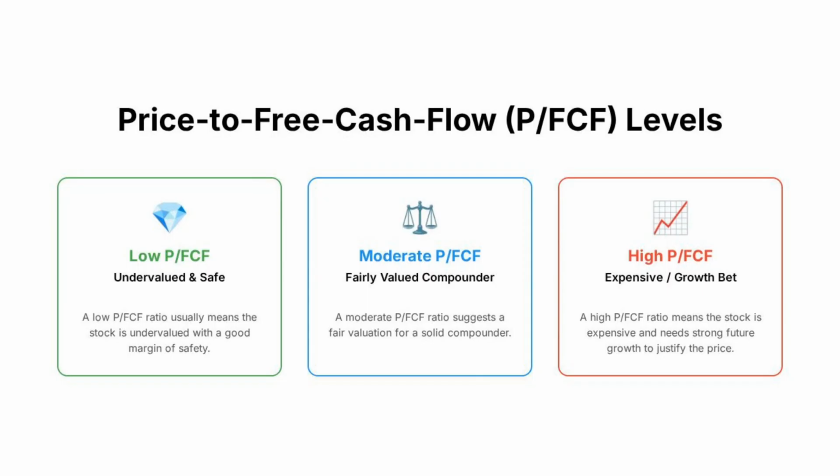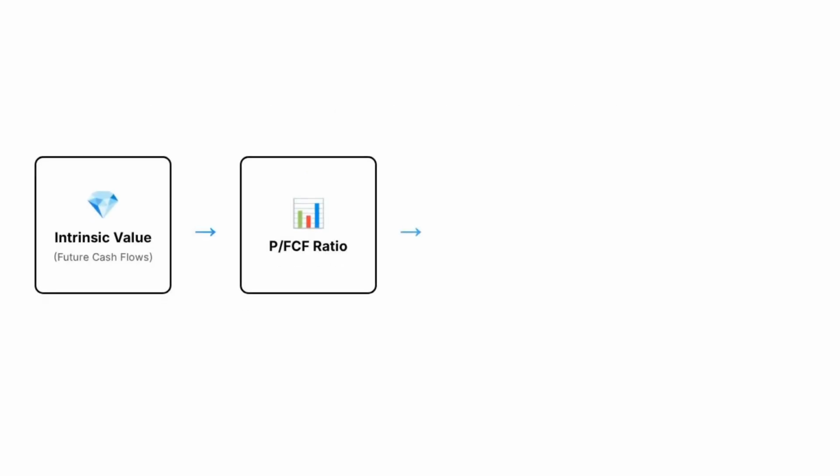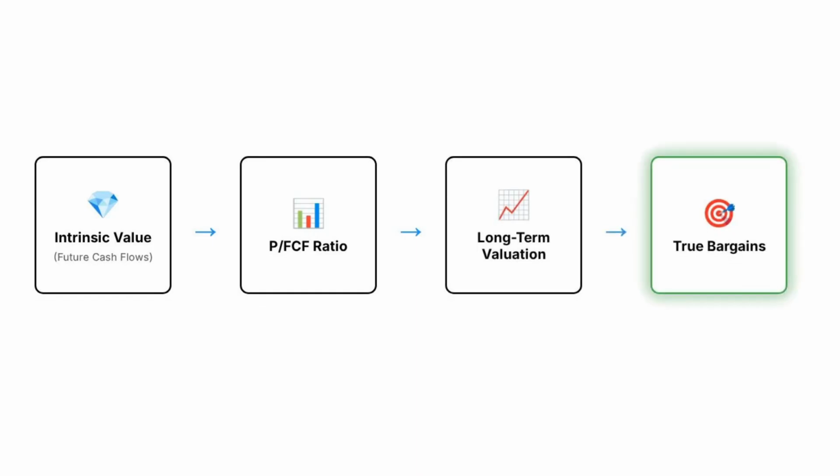A moderate P to FCF ratio suggests a fair valuation for a solid compounder. A high P to FCF ratio means the stock is expensive and needs strong future growth to justify the price. Because intrinsic value is based on future cash flows, PFCF connects directly to long-term valuation and helps identify true bargains.